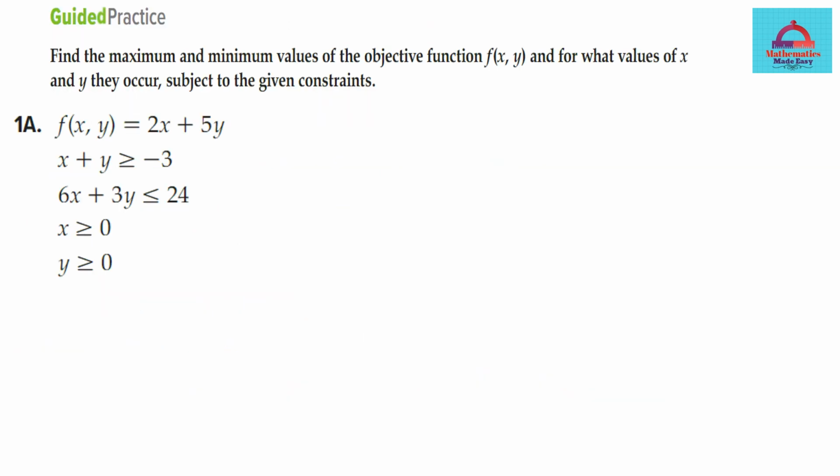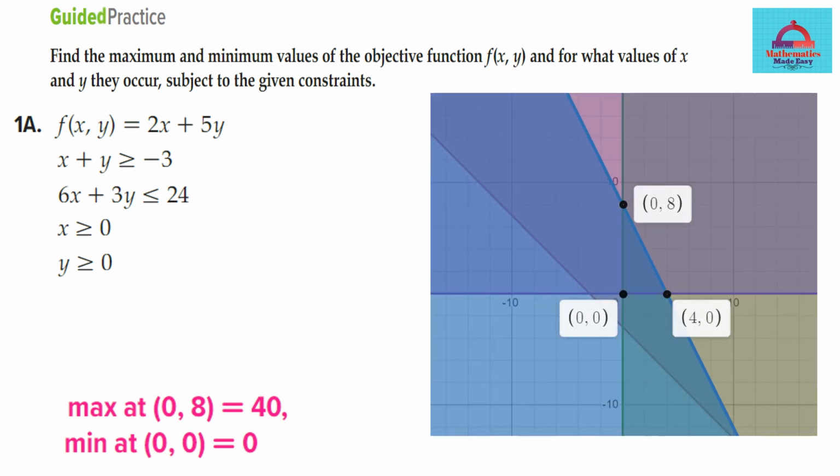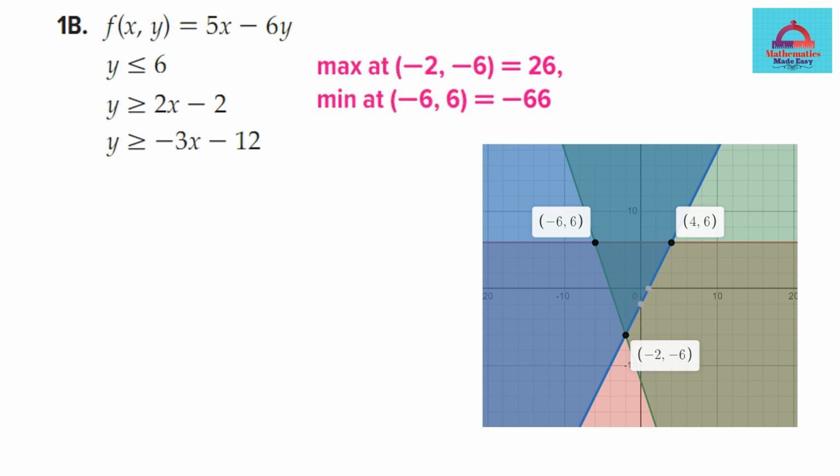So in a similar way, I would urge you to try these questions. Here I have provided you the answer key with a graph from Desmos graphing calculator, the corner vertex points, and the final answer for maximum and minimum values of objective function. Check your answer for the guided practice 1A and 1B.